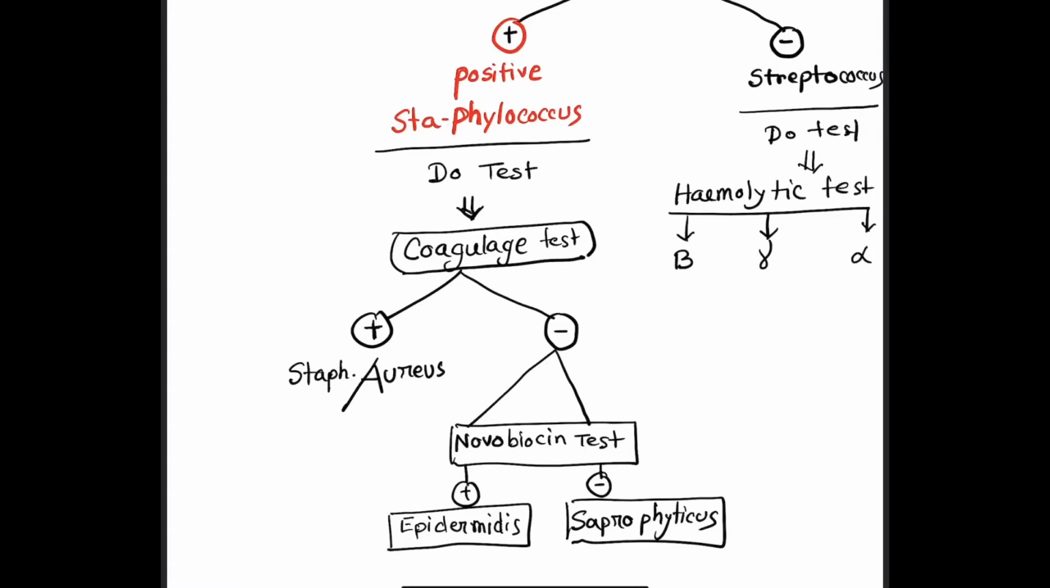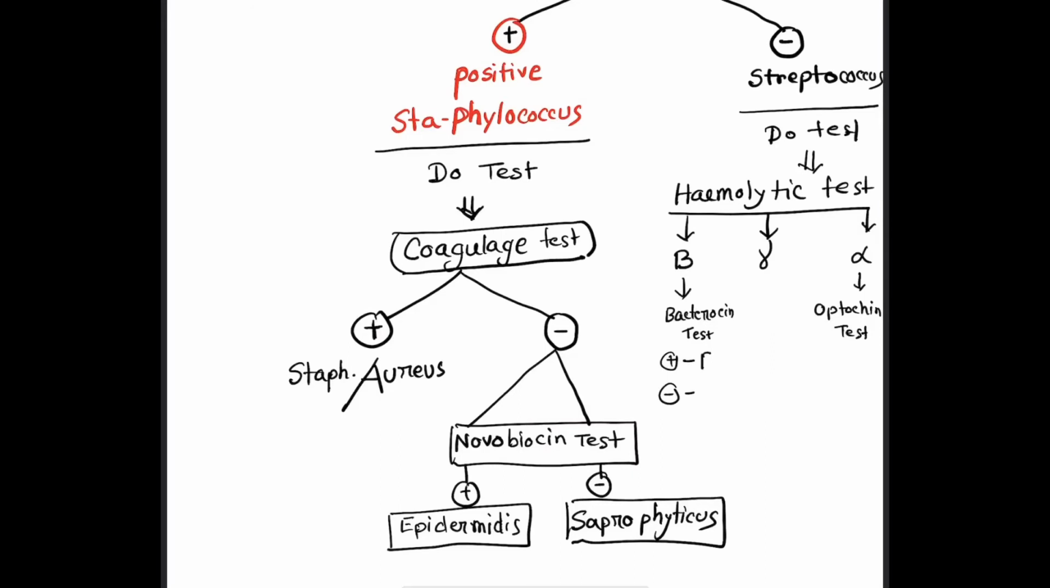Let's discuss another thing. If anyone asks you a simple question about Streptococcus, then do the hemolytic test: only alpha, gamma, and beta. If it is beta, then B for bacitracin test. We are going to do the bacitracin test, and in this test we can identify what kind of beta hemolytic it is. And if it is alpha hemolytic, then we have to do the optochin test.